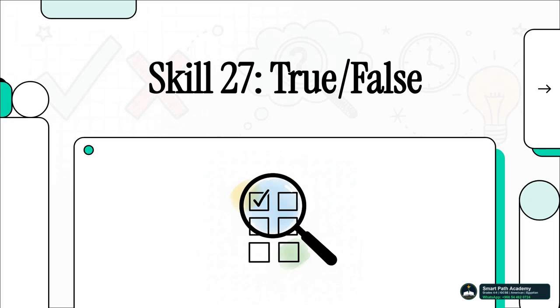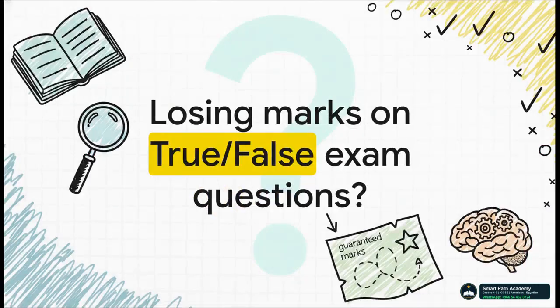Welcome to an explainer that is literally going to transform how you tackle your Cambridge Checkpoint English exams. You know that feeling? You walk out of a test feeling totally confident, only to get your paper back and realize you lost easy points on the reading section. Well, if you want to stop losing marks to those super tricky true or false exam questions, you are in the exact right place. Today, we're going to learn exactly how to spot the hidden clues examiners leave behind. We're turning test anxiety into easy, guaranteed marks by mastering Cambridge Checkpoint Skill 27 together.